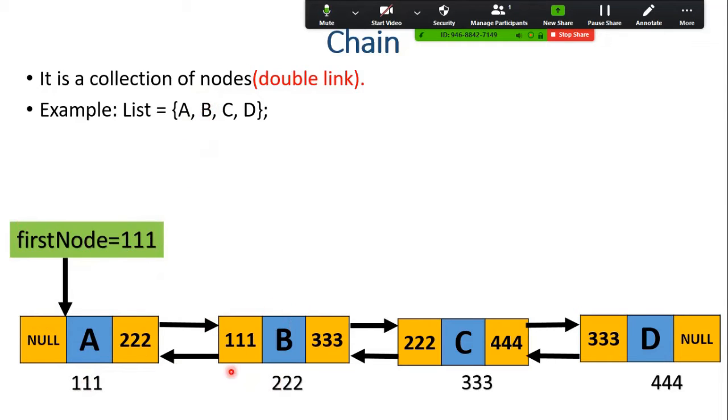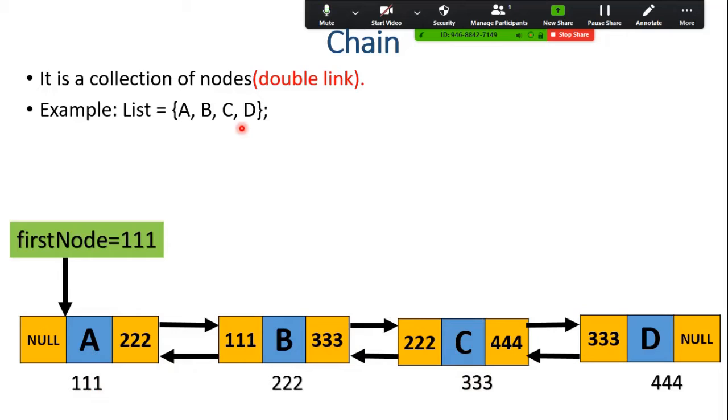So I have taken the second element, B, from the list. Again we allocate memory for the second node, placing B in the data field. Its left link is 111. It holds the address of the previous node. Which is the previous node? Node A is the previous node, and its address is 111. So the reverse link is established. The node B's right field is 333. It means it holds the address of the next node, the C node, with the address 333. Now the forward link is established.